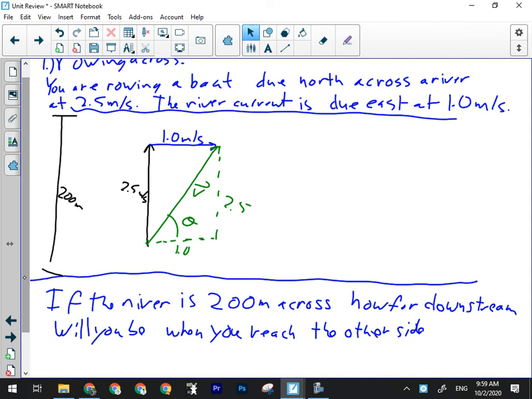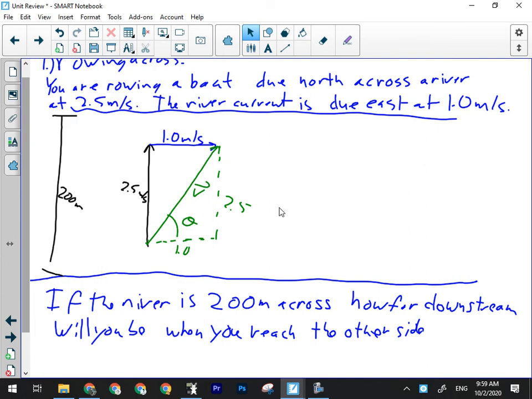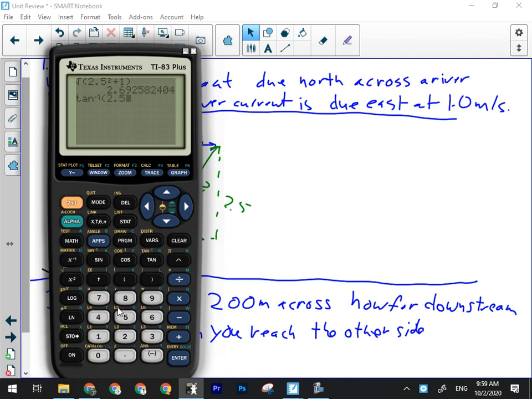So if we did Pythagorean theorem on a question like that, we would have the square root of 2.5 squared plus 1 squared, which is 1, so I don't need to square it. So we're looking at 2.7 meters per second at whatever that angle ends up being. So inverse tan of 2.5 divided by 1 at 68 degrees north of east. Because the question actually did say due north and due east, so I could give compass directions. If it didn't give me those, then I would say from the shore.